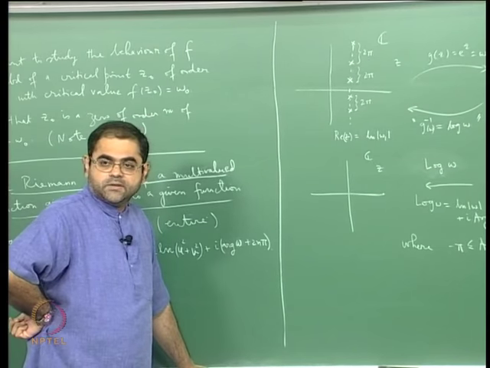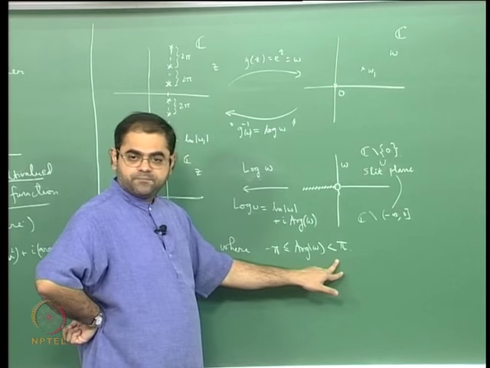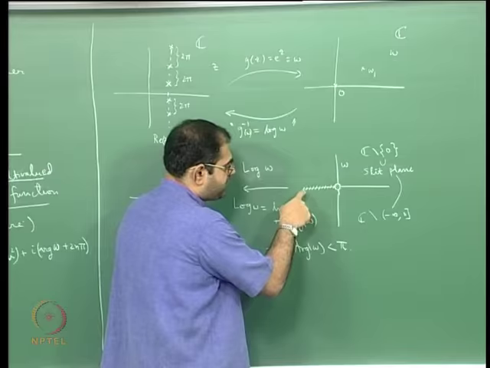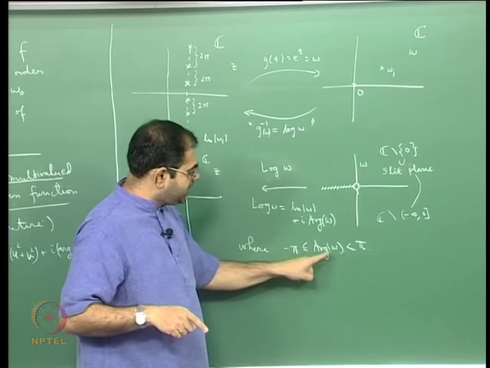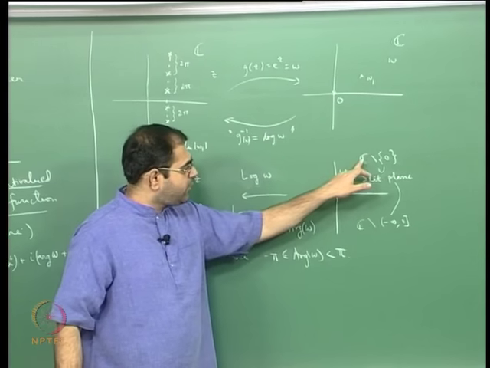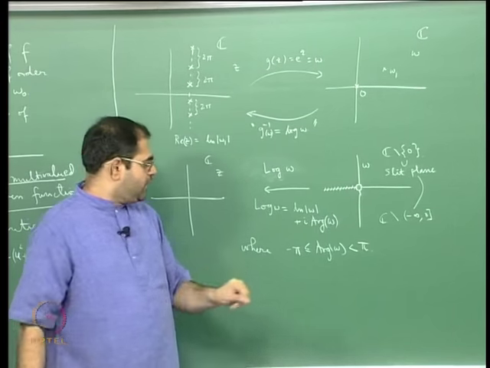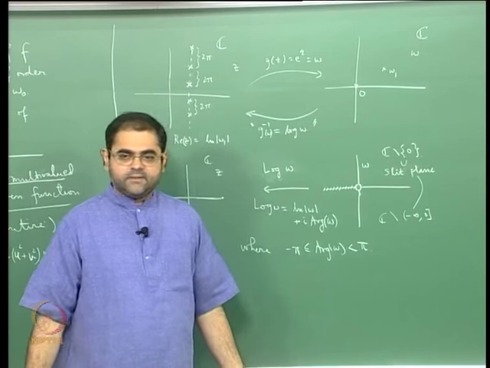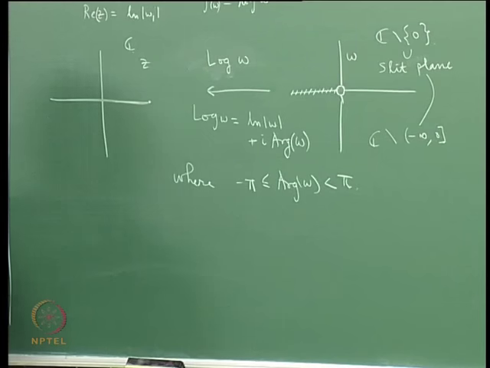Okay, so what you must understand now is that when I do this, I've not thrown out the negative real axis. Mind you, the argument of a complex number is always defined for a non-zero complex number. So this argument is always defined on the punctured plane. The only thing is the argument is ambiguous in the sense that you can add any multiple of 2 pi to it. That's because as far as the angle is concerned, adding 2 pi doesn't change the point on the plane.